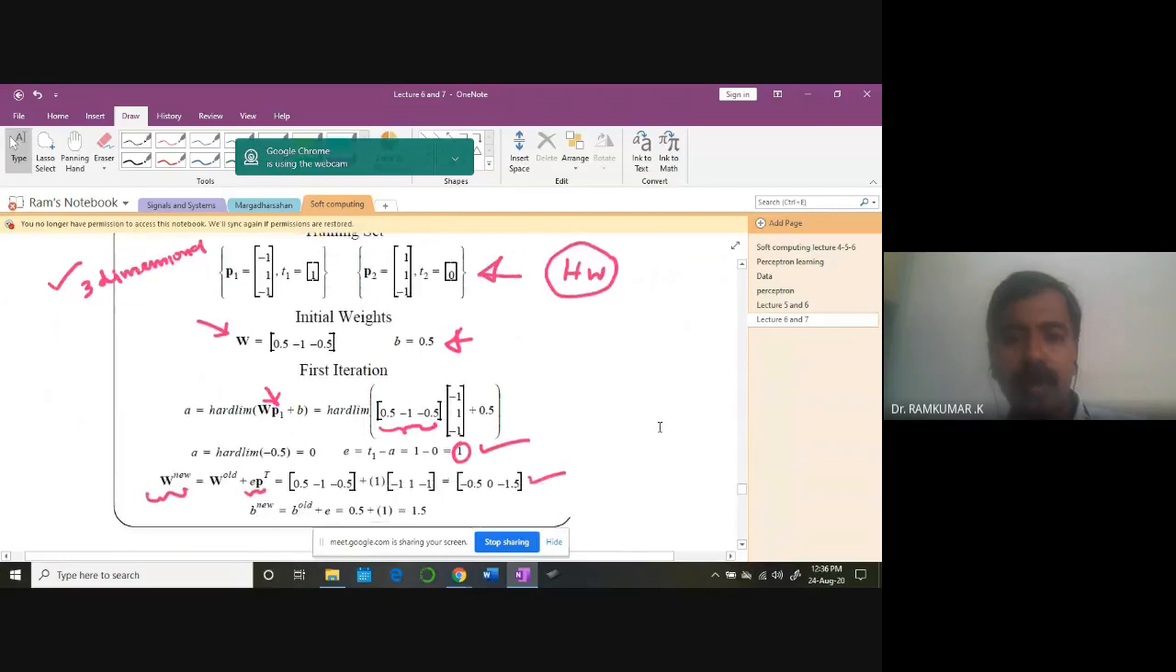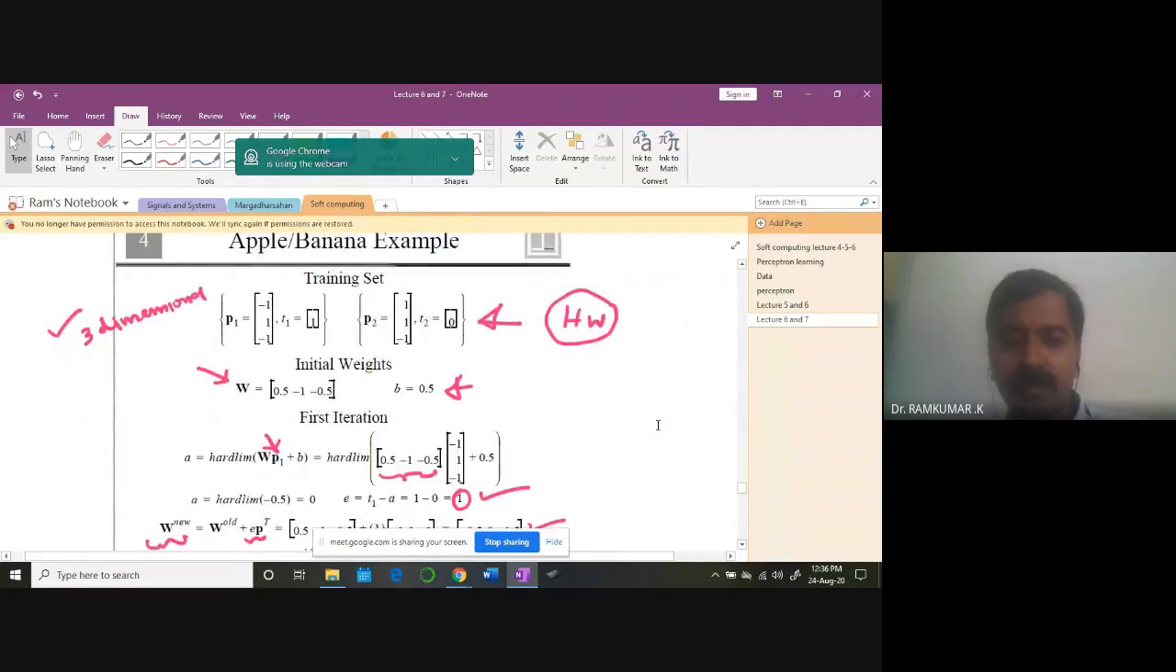Apple and banana. You look at this case. There is a pattern P1. For that pattern, you have collected some data. It is an apple. So maybe the first one may be pointing towards the shape, the second one may be the weight, and the third one may be the texture.